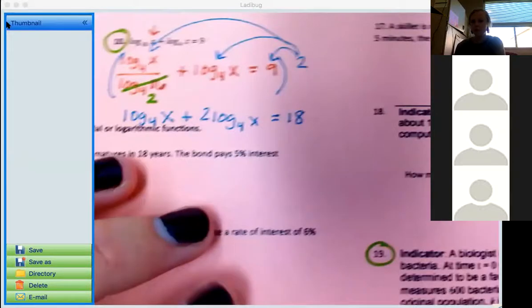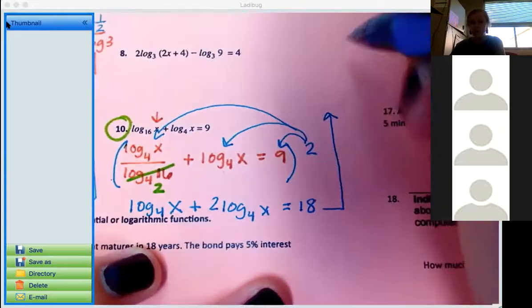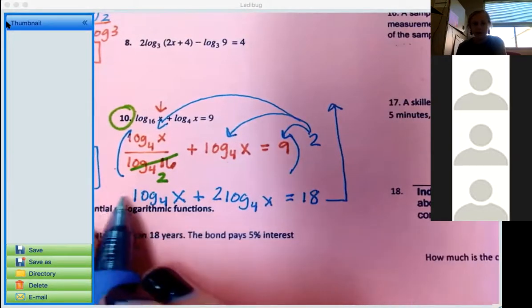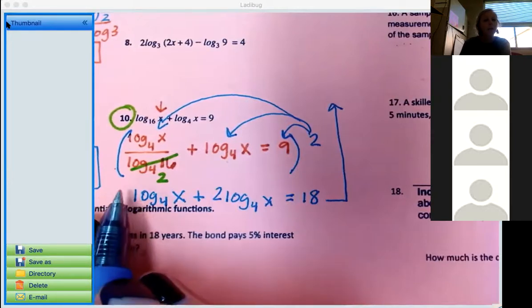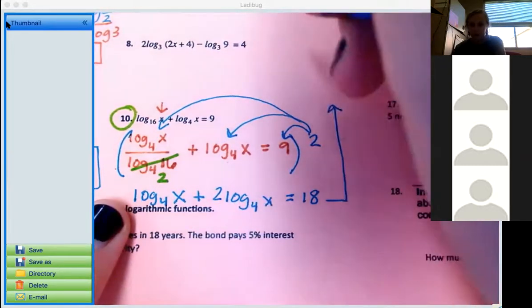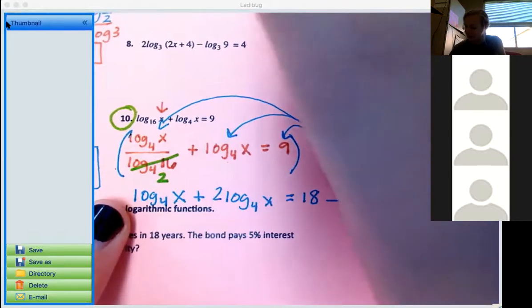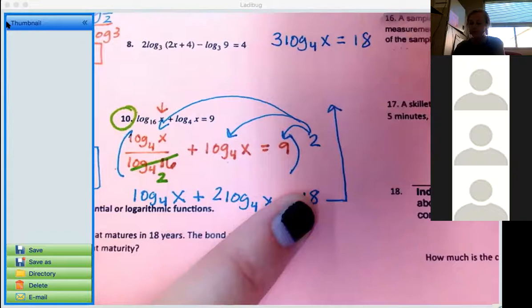All right, so from here, I showed y'all in class, there's actually 2 ways to solve it once you get here. So I'm gonna do the first one up here. If I have 1 log base 4 of x, because do we agree this is an understood 1 as the coefficient? Okay. If I have 1 log base 4 of x plus 2 log base 4 of x, what does that equal? 3 log base 4 of x. Good. I was about to make fun of y'all. 1 plus 2 is 3. Come on, come on. So 3 log base 4 of x equals 18.